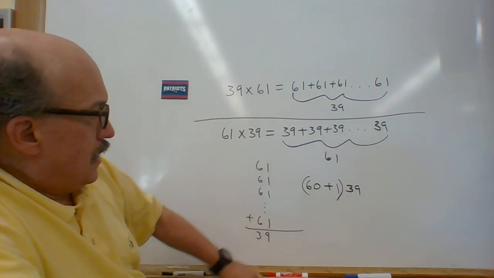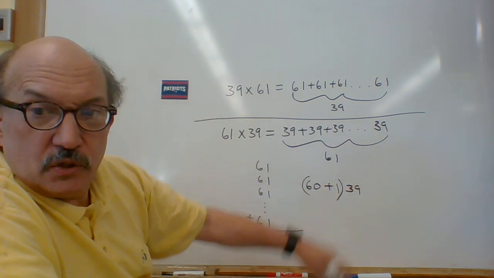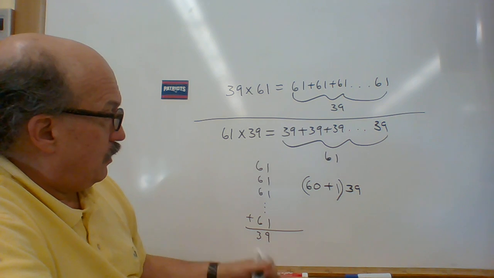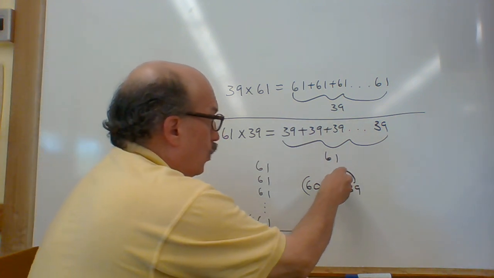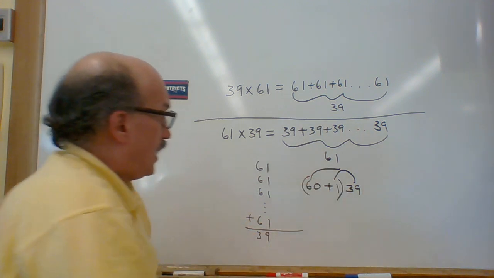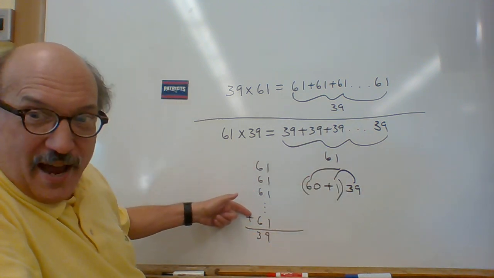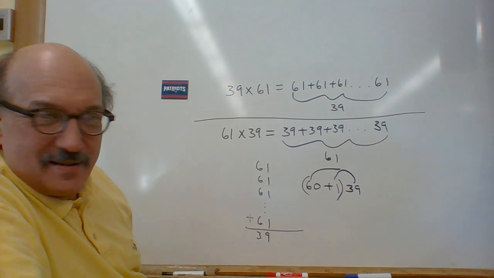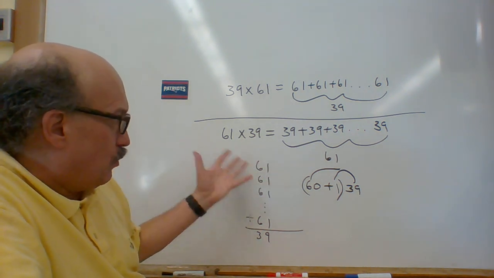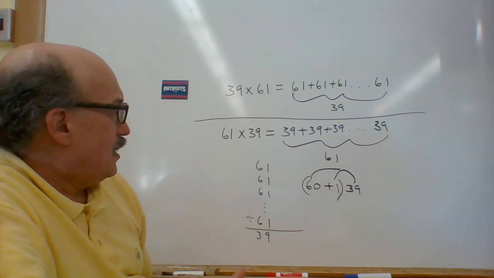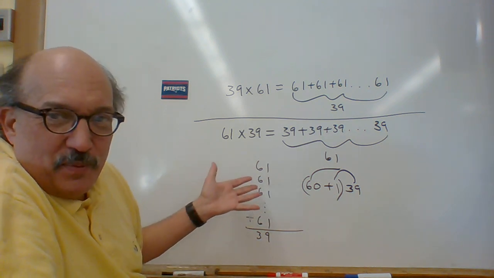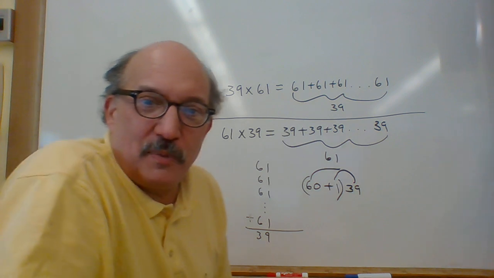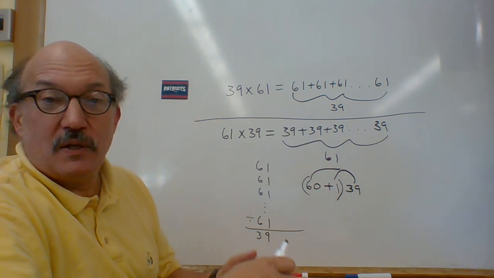Rather than thinking of the 39 as 30 plus 9, let's just think of it as 39. Okay? The 61 is 60 plus 1, and we have to multiply that by 39. Well, what are we going to do? We're going to multiply 39 times 60, and if you were adding up 39 60s, that's 39 times 60. And then adding up the 39 ones, of course, is 39. That's the 39 times 1. So the distributive property, you could see that it's at work here.